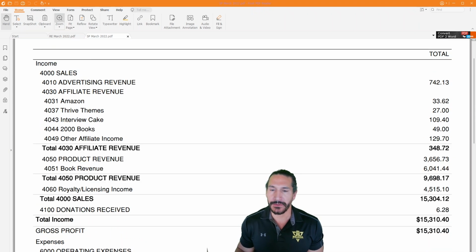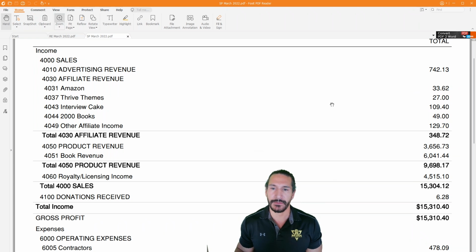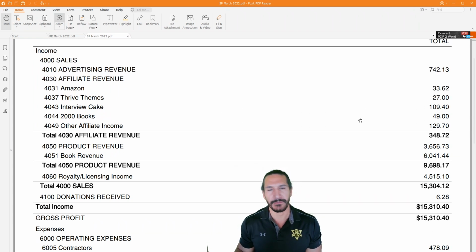When you look at this, where is the money coming in from this business? There's $742 of advertising revenue. That's just some ads being run on the website itself. It could be increased by quite a bit, but I'm not really focusing on this business. Affiliate revenue: there's some Amazon affiliate revenue, some Thrive Themes, which is the WordPress theme I use for my website. Interview Cake, a company that helps developers prepare for coding interviews. 2,000 Books, a friend of mine that does book summaries. And then some other miscellaneous affiliate income.